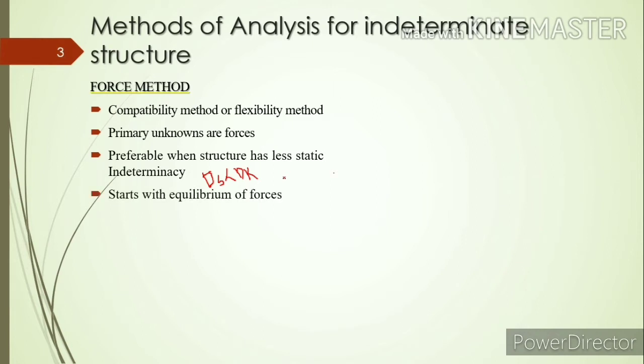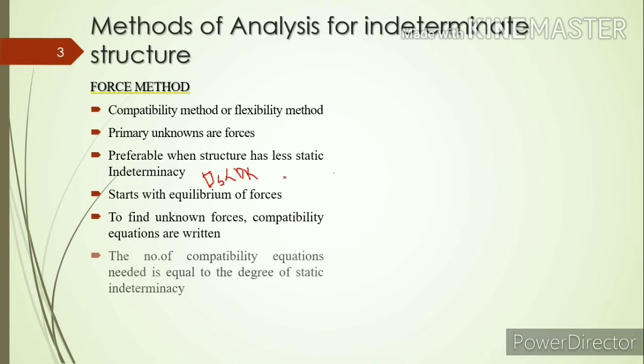Also, it starts with the equilibrium of forces. The problem starts with the equations of equilibrium, and then, to find the unknown forces, compatibility equations are used. The number of compatibility equations needed is equal to the degree of static indeterminacy. Examples of the force method include the three-moment method and the column analogy method. The three-moment method, or Clapeyron's theorem, is a force method used to analyze indeterminate structures, which we will study in this structural analysis 2.